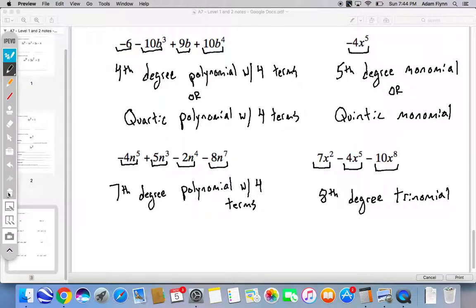Once you have completed these notes and feel comfortable with these examples, move on to the practice sheets for A7 naming polynomials A, B, or C.